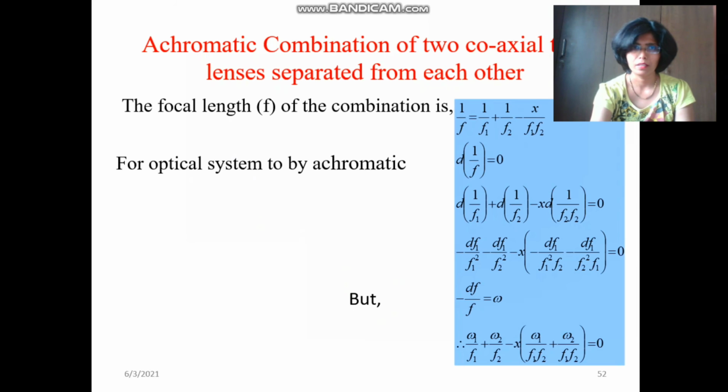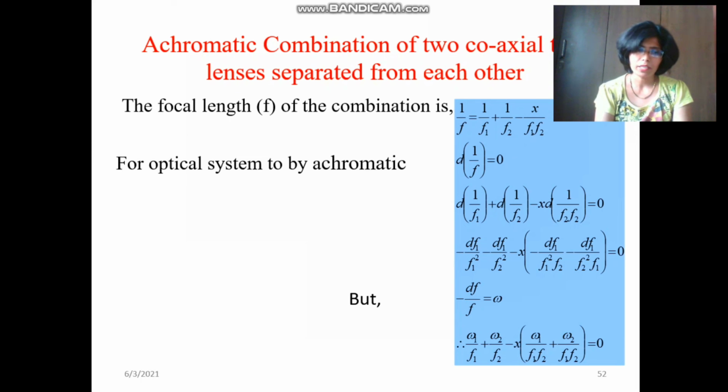Now, achromatic combination of two coaxial thin lenses separated from each other. The focal length f of the combination is given as 1 upon f is equal to 1 upon f1 plus 1 upon f2 minus x upon f1 f2. Here f1 and f2 are the focal lengths of lenses separated by the distance x. For the optical system to be achromatic, d of 1 upon f is equal to 0. So we substitute the value of 1 upon f: d of 1 upon f1 plus d of 1 upon f2 minus x d of 1 upon f1 f2 is equal to 0.